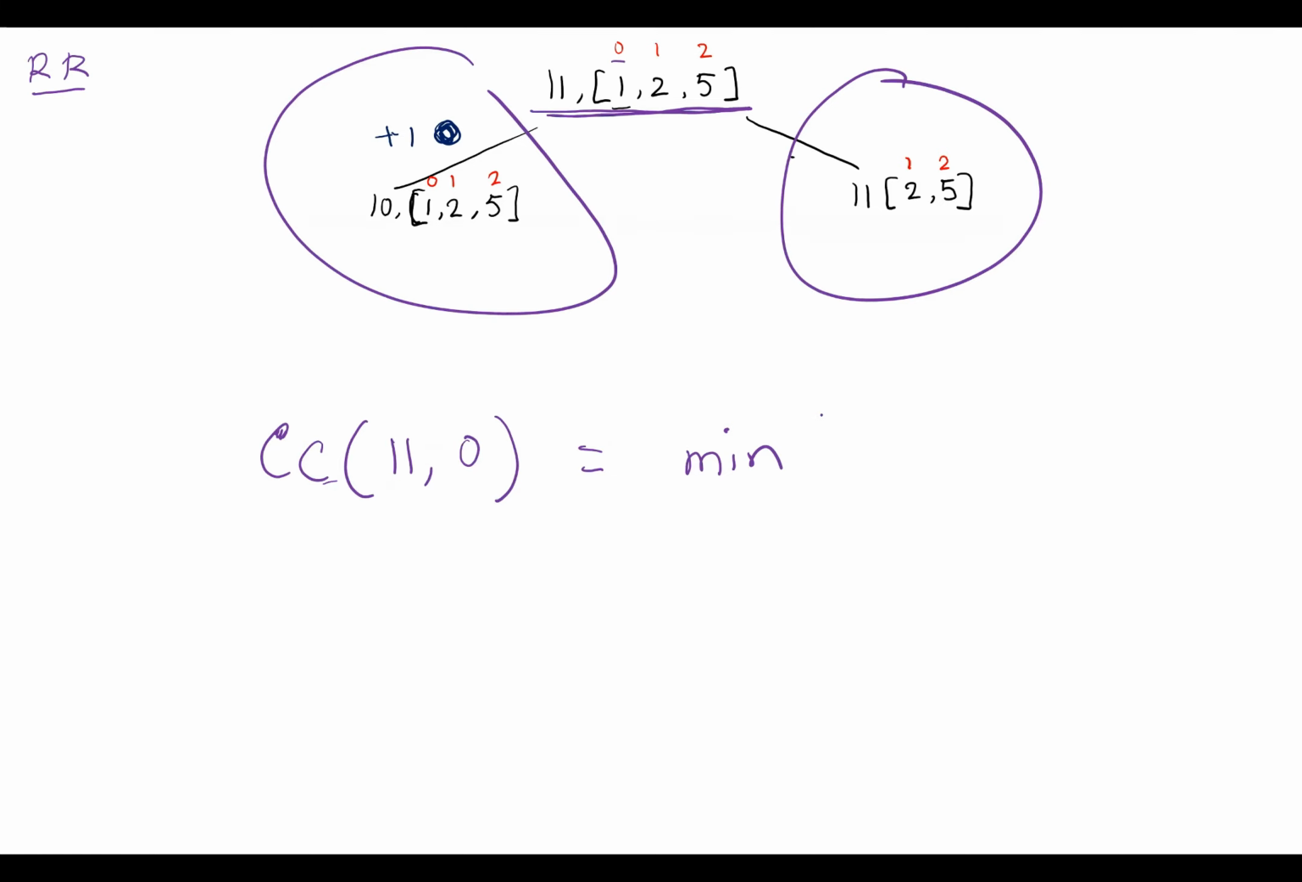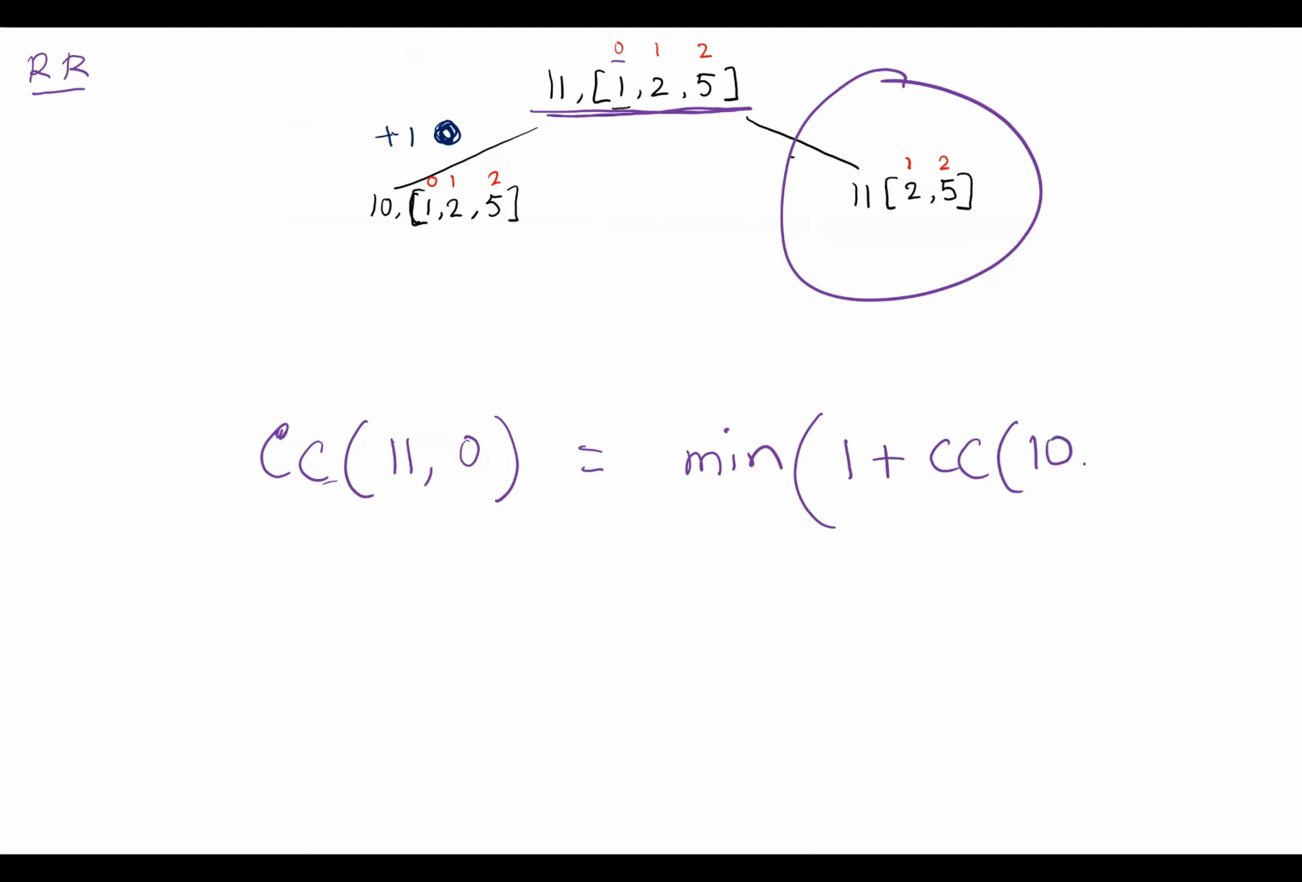To fill this change, minimum of... on the left side, you see that already one coin has been used, and the problem becomes filling up amount 10 using the coins starting from index 0, right? And on the right side, the problem remains the same amount of change, but has to be filled up with the coins starting with index 1.